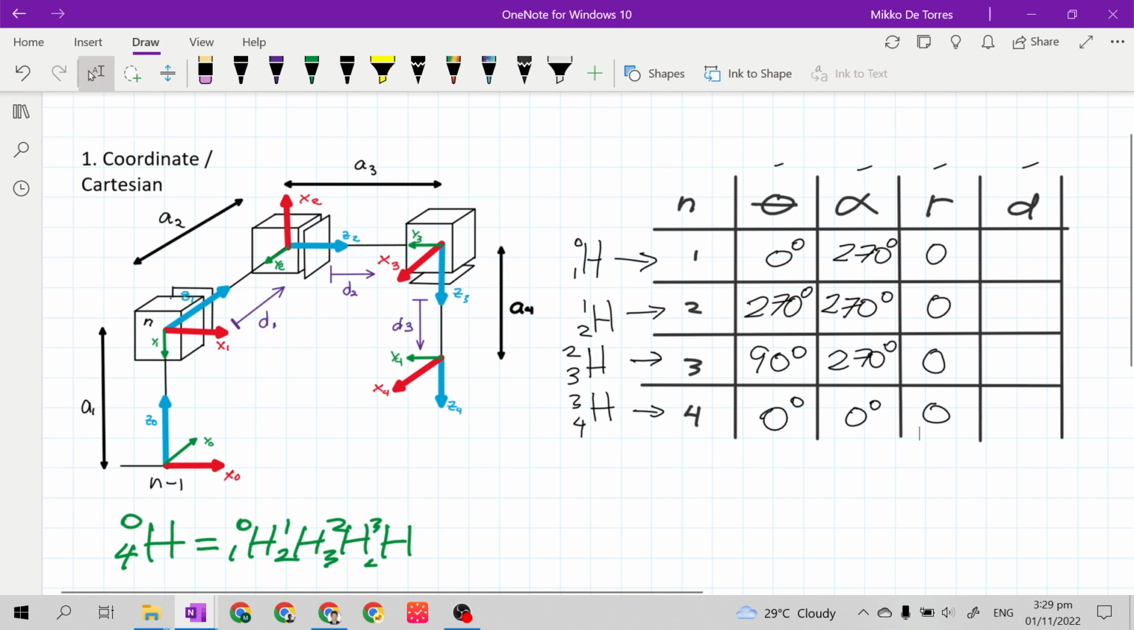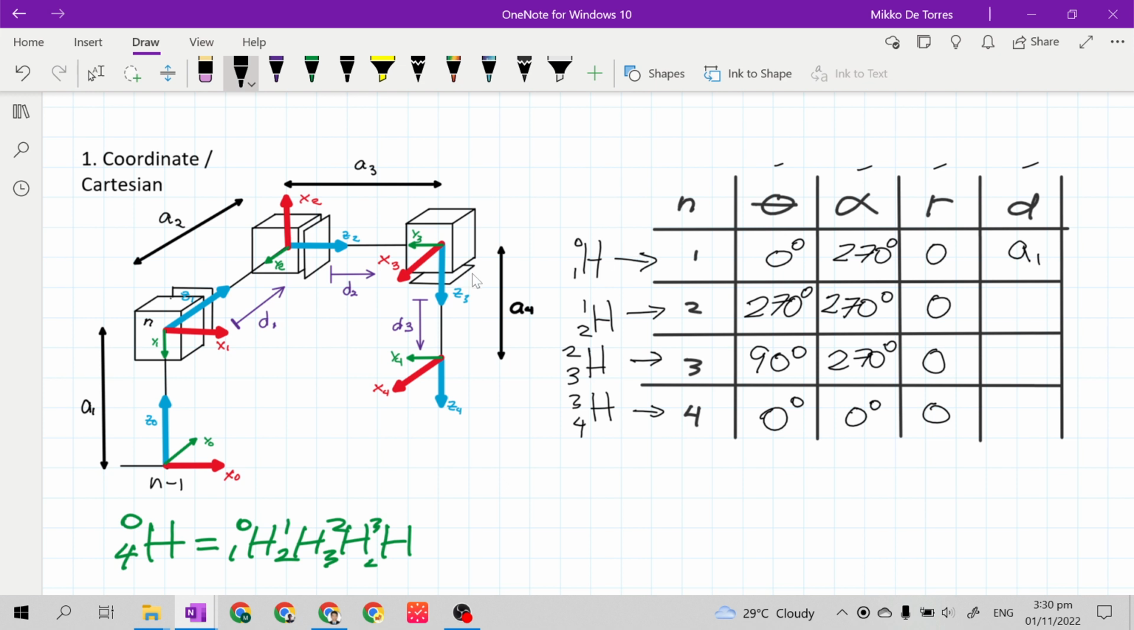Okay. Next is the column D. We'll start again from the base, the homogeneous transformation matrix of frame 1 reference to frame 0. So this is the distance between the origin of frame n and frame n minus 1 along z sub n minus 1 axis. Our z sub n minus 1 axis here is z sub 0. So the distance between the origin of frame 0 and frame 1 is a sub 1, because a sub 1 is along z sub 0 axis. So we will write here a sub 1.